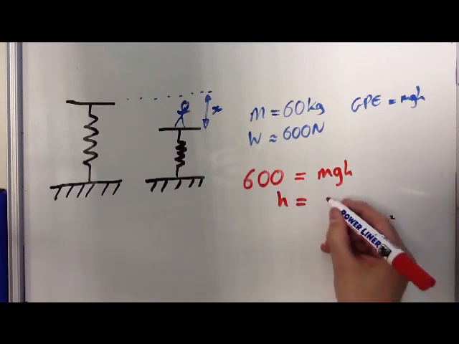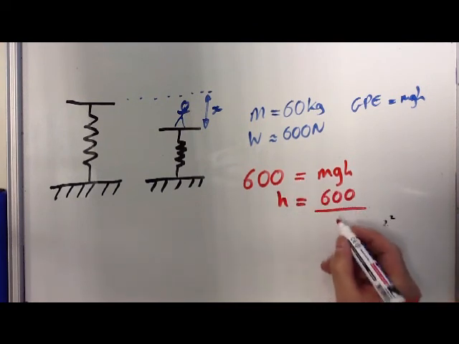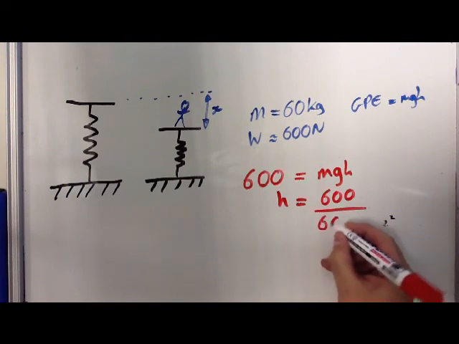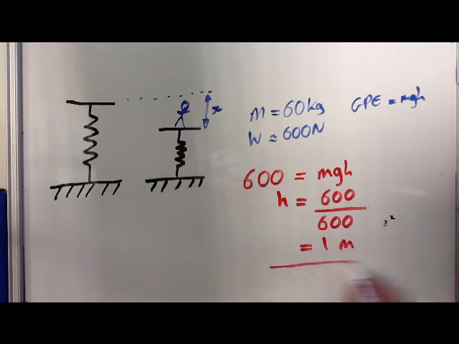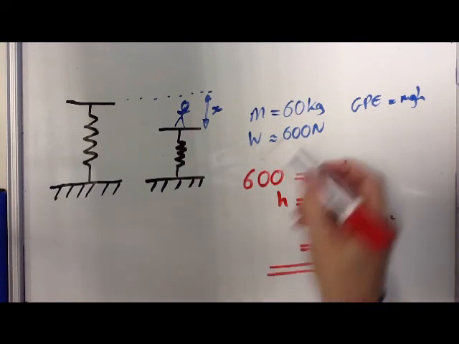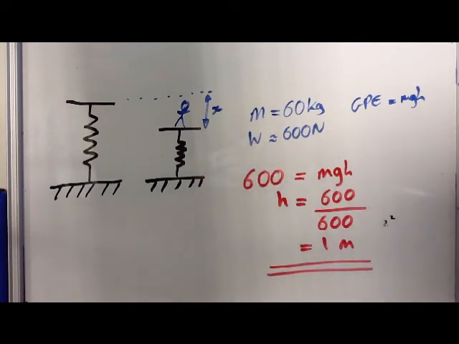We can find that h is going to be equal to 600 divided by 600, 1 metre. So that person of mass 60 kilograms, if they were to stand on that spring that had been depressed by 20 centimetres with that spring constant, would be shot into the air to a maximum height of 1 metre.